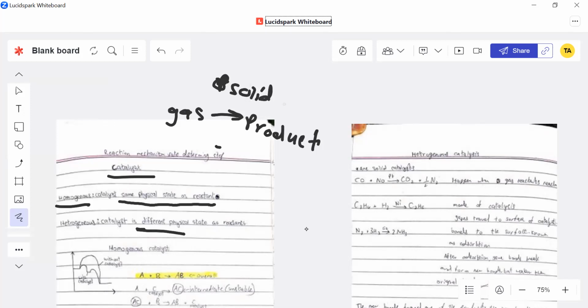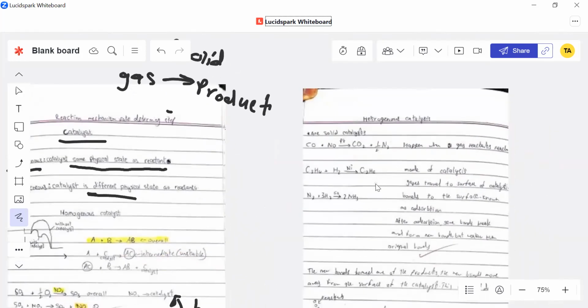Solid, liquid doesn't really matter. What are examples of this? Well, the most famous one is the reaction with nitrogen and hydrogen. So nitrogen and hydrogen would react to make ammonia. And similarly, C3H4 will react with hydrogen to make C2H6. Now, in this reaction, both of these reactants are gases, but the catalyst that I use right here is nickel, and nickel is a solid. So since nickel is a solid, this is a heterogeneous catalyst.